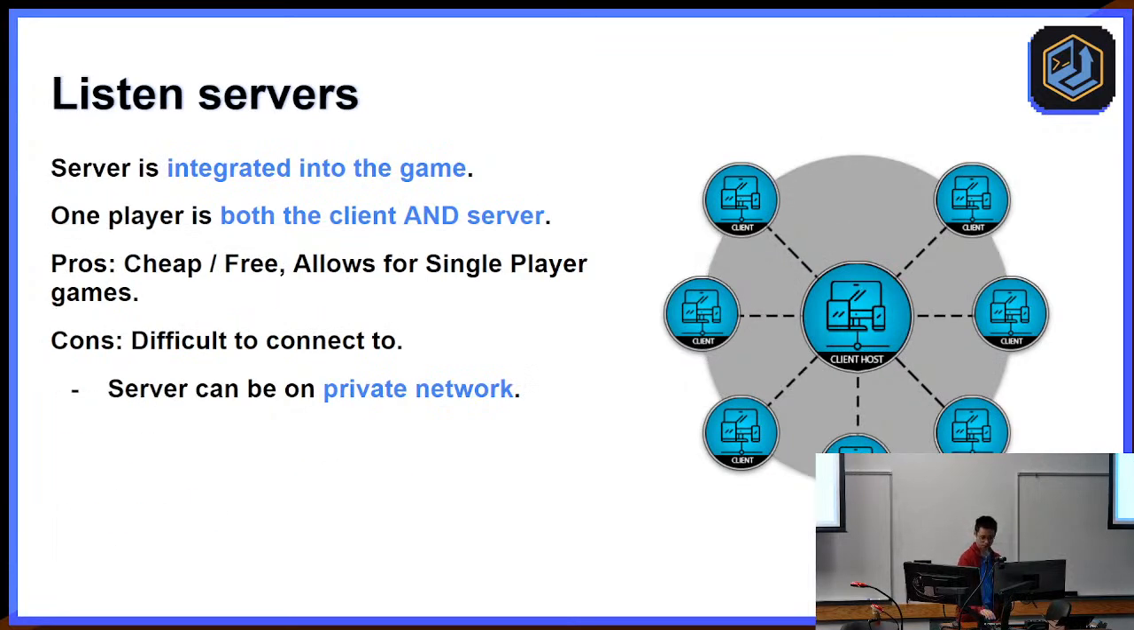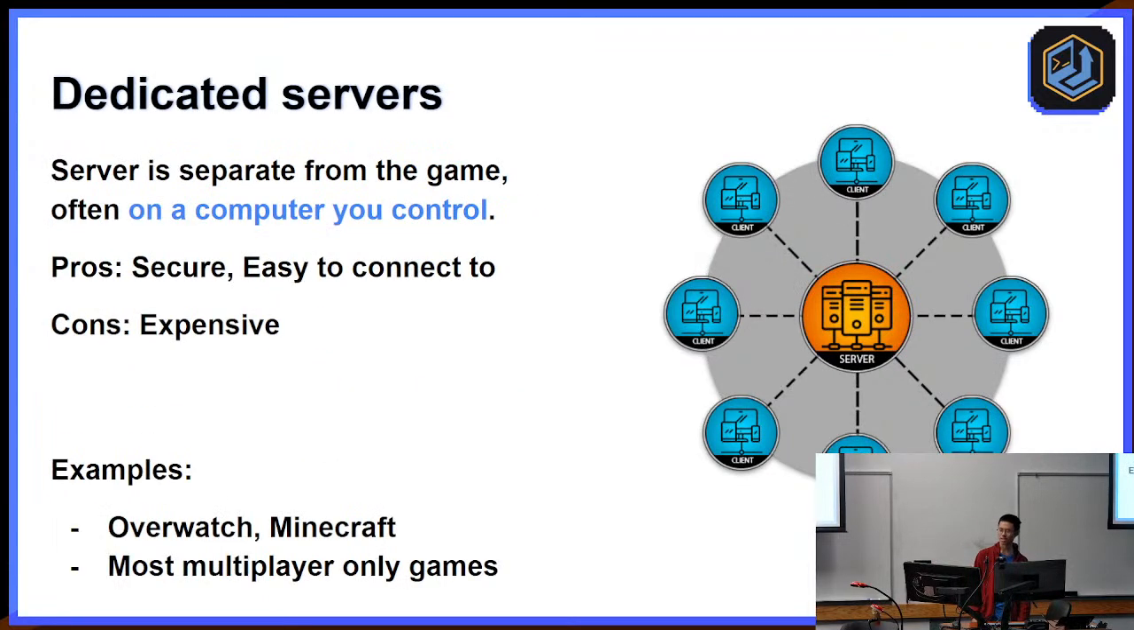Oh yeah, I completely forgot to show the images here. So these are how the network topologies usually look. The lines represent connections, the clients represent different players, and the server is the orange one in the center. Everyone has to cross the server before they can talk to a different client.